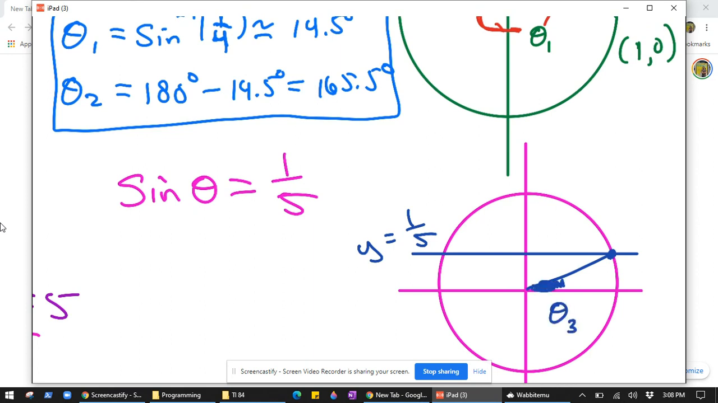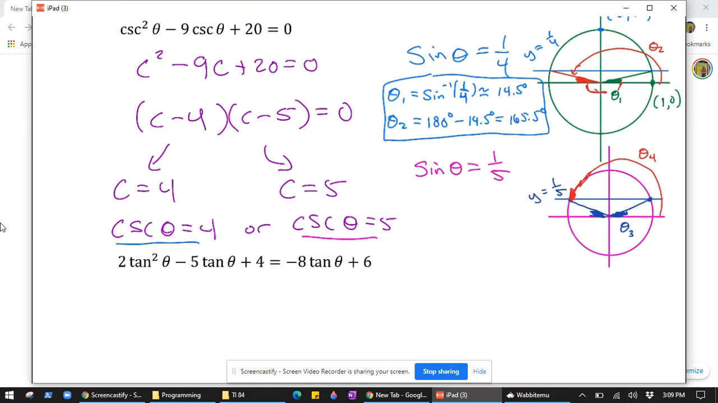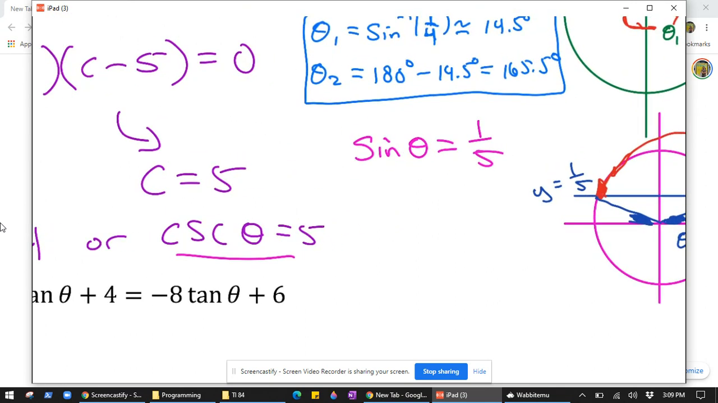That'll be the third answer in this whole set. The other answer, of course, is going to be found over here. If that's the reference angle, then when you rotate there, the second answer is going to be 180 minus what we get when we do theta 3. Okay, so let's just zoom in here. That means that our third answer is just sine inverse of a fifth.